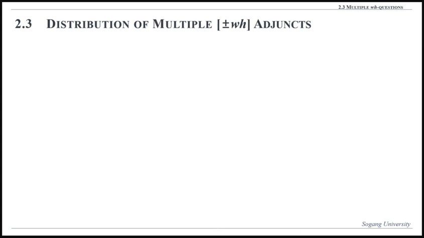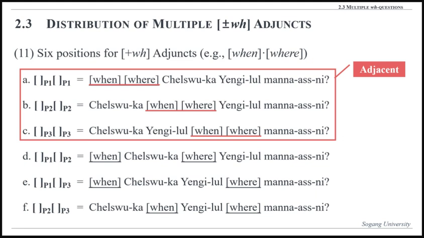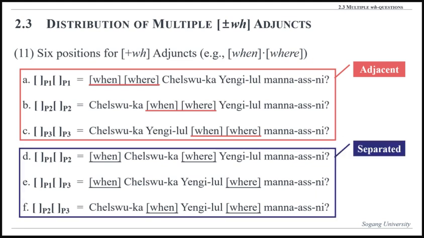Based on this, we also examined multiple plus and minus WH adjuncts. This was to see whether there's a pattern if there are 2 plus or minus WH adjuncts in one sentence. So, here are 6 possible positions for the plus WH adjuncts, and let's assume that when and where were the given expressions. Then, the 2 WH adjuncts can be adjacent to each other, as in 11A to C, or they could be separated from each other, as in D, E, and F.